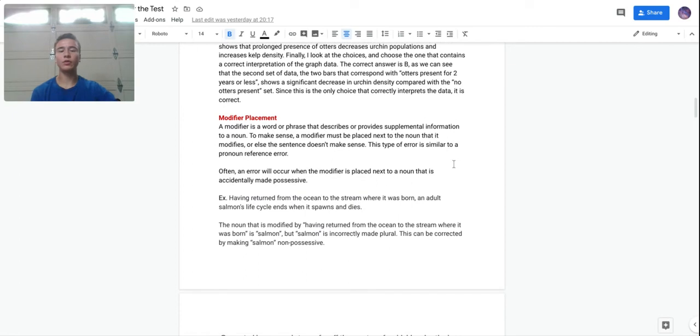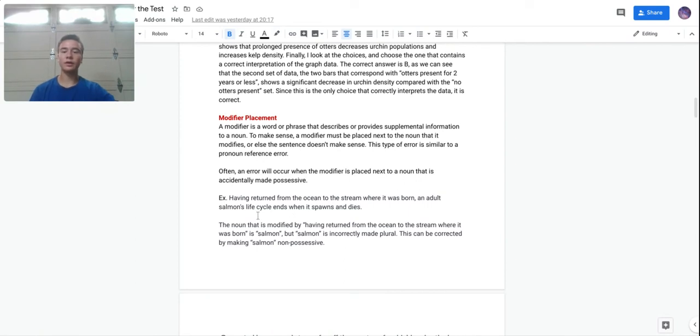It's pretty similar to a pronoun reference error, which I went over in a previous week. But often an error will occur when a modifier is placed next to a noun that is accidentally made possessive. So here's an example. Having returned from the ocean to the stream where it was born, an adult salmon's life cycle ends when it spawns and dies. So the modifier is having returned from the ocean to the stream where it was born. This modifies an adult salmon, the salmon itself. However, salmon is made possessive here.